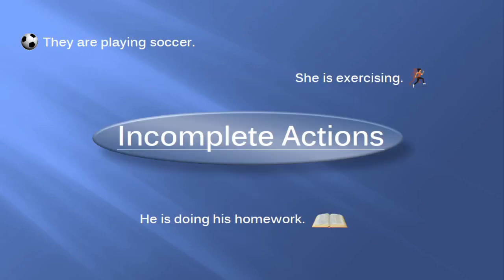Incomplete actions. These are just actions that started sometime in the past and are still continuing up into the present. This is probably the most common use for the present continuous tense. Let's take a look at these sentences and see what is going on here.